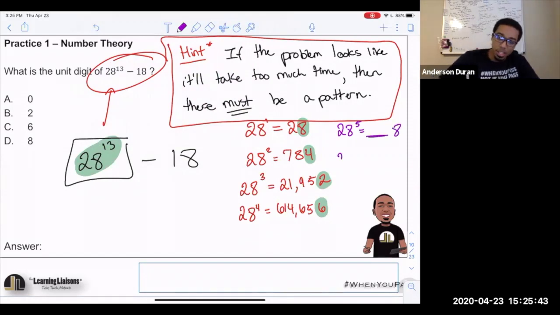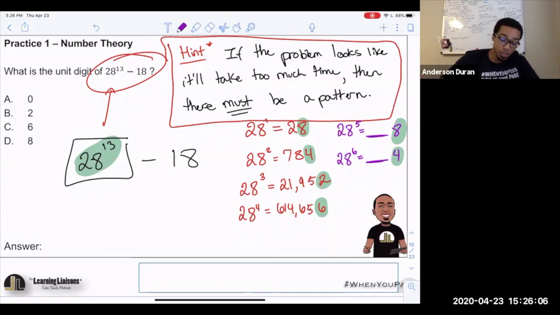What if I did 28 to the power of 6? What's the unit digit there? Don't worry about everything else. Just worry about the unit digit. Ah, look at that. Hey, everybody. Do we see a pattern now? Yeah, we see a pattern. We definitely do. And let me go ahead and show you this really quick.